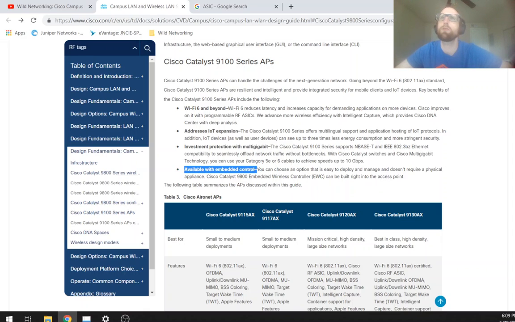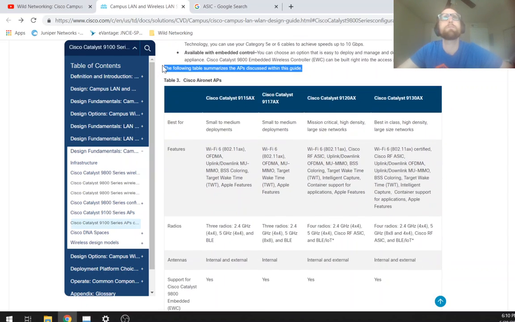Available with embedded control, you can choose an option that is easy to deploy and manage and doesn't require a physical appliance. Cisco Catalyst 9800 Embedded Wireless Controller (EWC) can be built right into the access point. The following table summarizes the APs discussed within this guide.